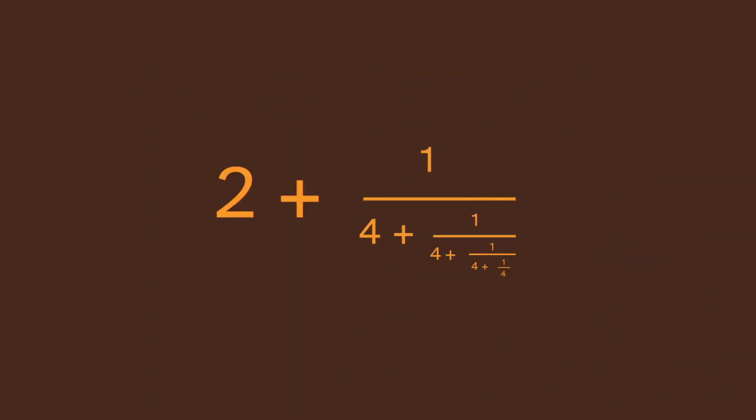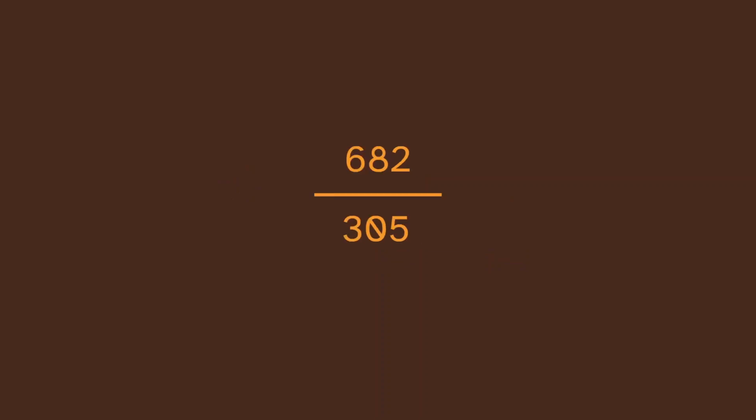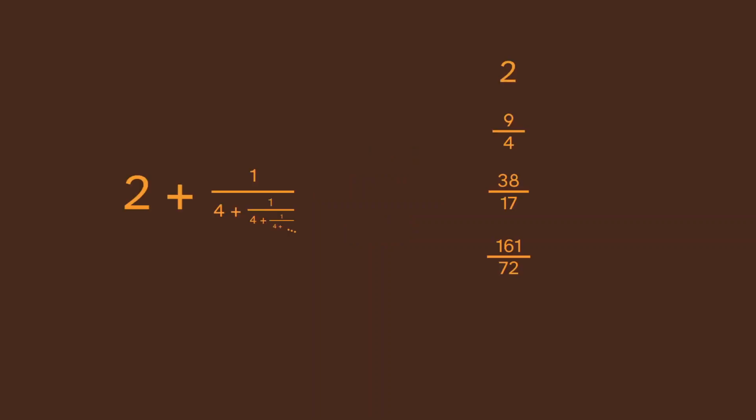To evaluate this, we'll start in the bottom right. 4 plus a fourth is 17 fourths. Then we take the reciprocal to get 4 17ths. And then we add in 4, and then take the reciprocal, and then add in 4, and then take the reciprocal, and then finally add 2. And we get 682 over 305. So we can add this to the bottom of our sequence for root 5.